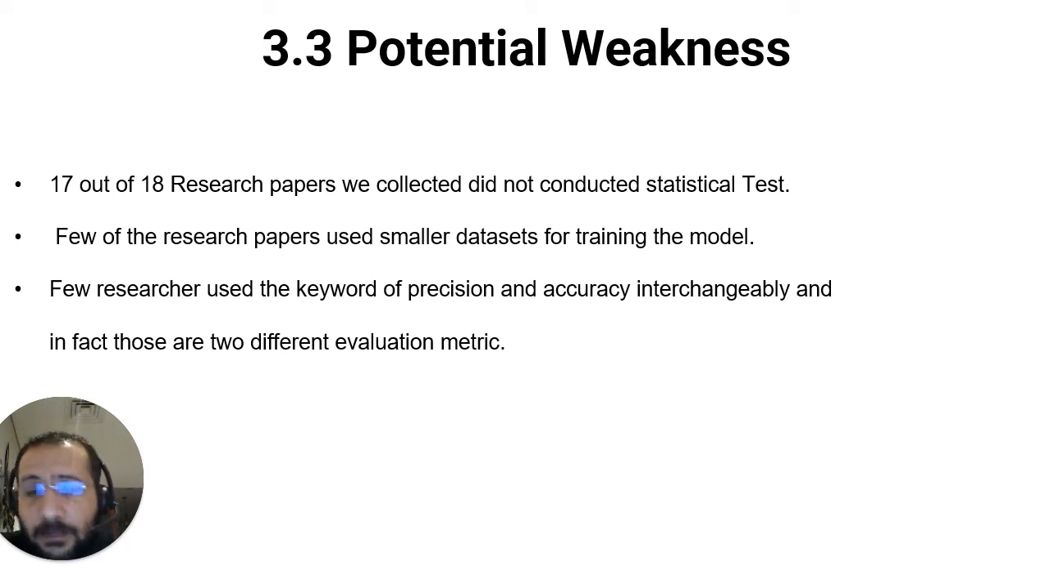Moving on to the next slide, it talks about the potential weaknesses. We figure out 3 important weaknesses. The first one, where we found 17 out of 18 research papers we collected do not conduct a statistical test. And as we know, the statistical test provides the important mechanism of making quantitative decisions about processes.